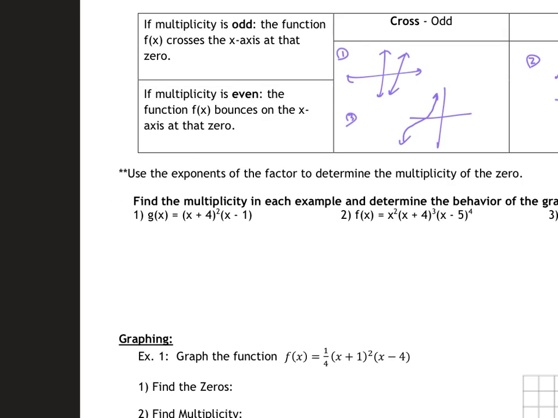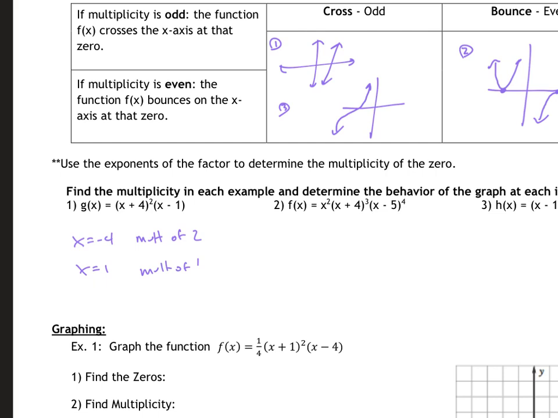So let's look at this. Use the exponents of the factor to determine the multiplicity. Here, for the first one, I've got x equals -4 and x equals 1 as my two zeros, because you're setting them equal to 0 and solving. Since this one has an exponent of 2, it has a multiplicity of 2. This one has a multiplicity of 1, because it occurs once. That's what I'm looking for here, and then determine the behavior. So this one is going to bounce and this one is going to cross.